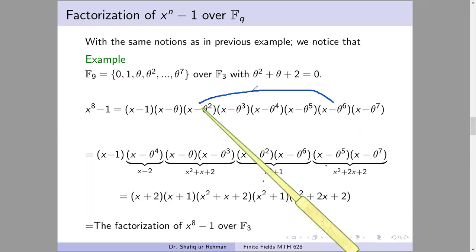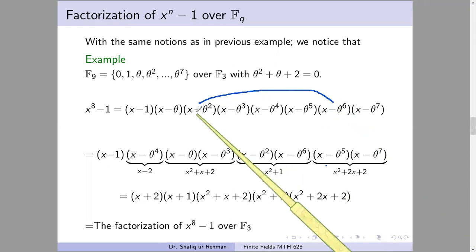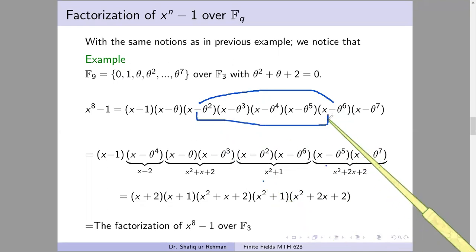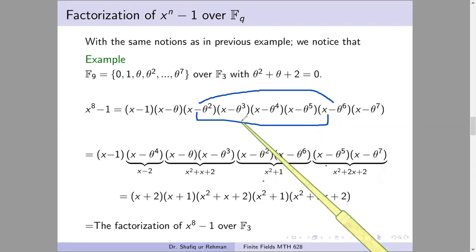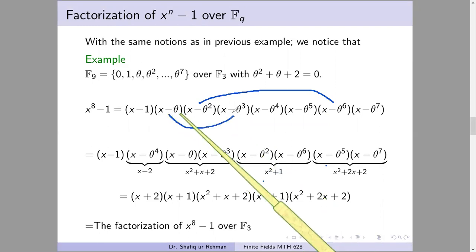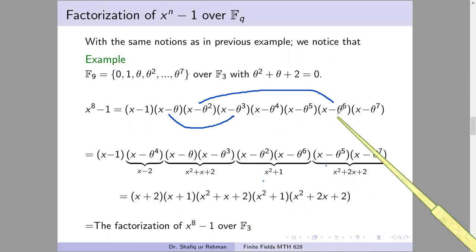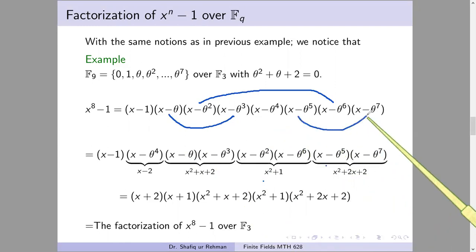They will have the same minimal polynomial over F3. If we multiply this factor with this factor, we will get a minimal polynomial that is an irreducible polynomial over the field F3. Then the coefficients of this product will automatically be in the field F3. Similarly, if we combine this factor with this one, they have the same minimal polynomial, and this will be separate, and the theta power 5 factor will be combined with the theta power 7 factor.